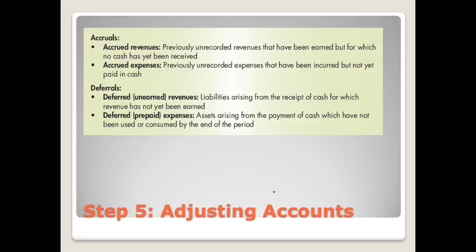So an accrued revenue is a previously unrecorded revenue that was earned, but the cash hasn't been received. An accrued expense is a previously unrecorded expense that was incurred but hasn't been paid for in cash.